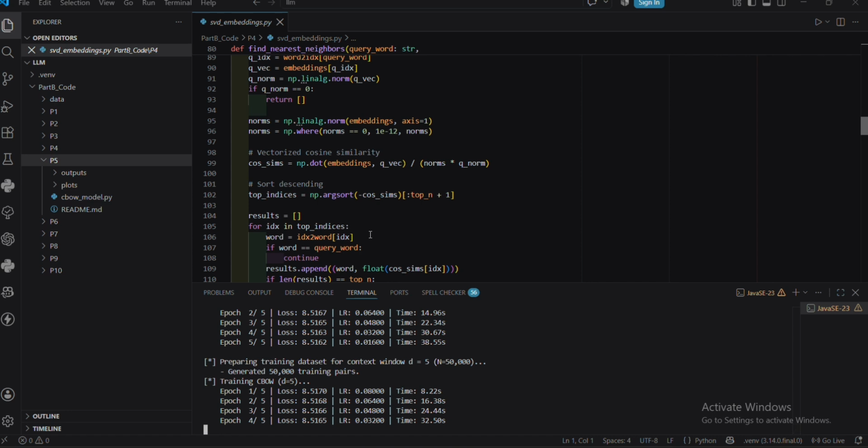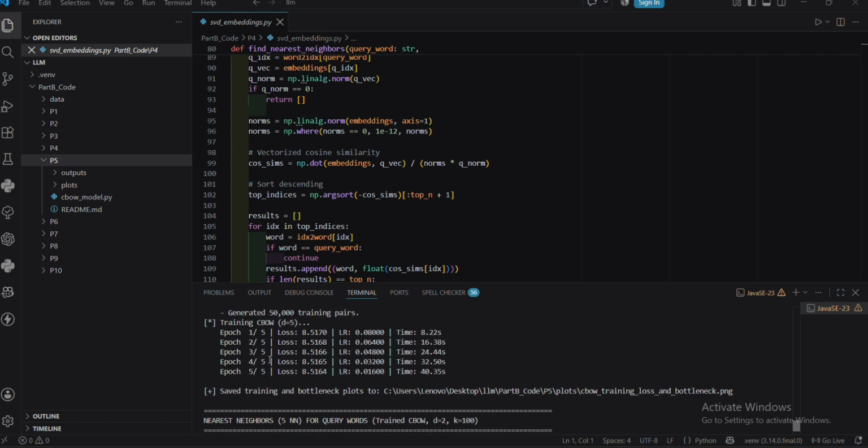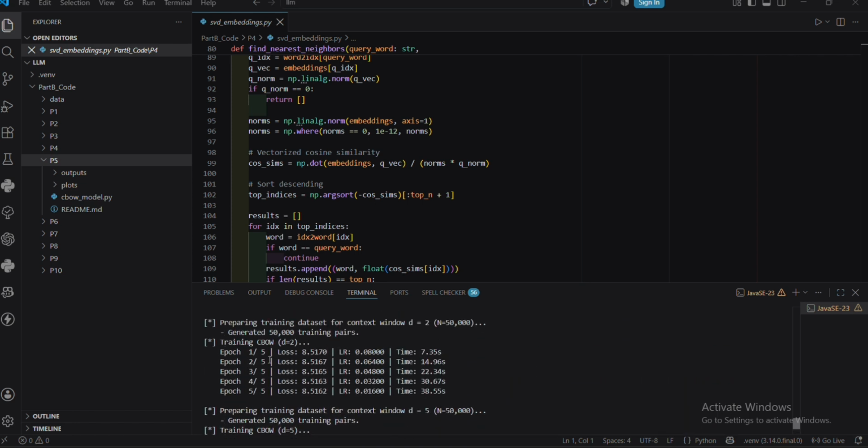These scores are then converted into probabilities using a softmax function. The softmax gives a probability distribution over all possible words. The probability of the correct center word is then used to calculate the cross entropy loss. The objective of the training is to reduce the loss so that the model becomes better at predicting the center words from their context. After the forward pass, we perform backpropagation to update the model parameters.